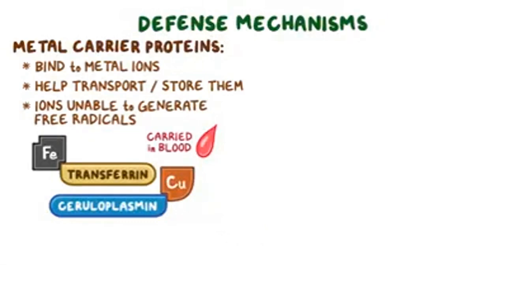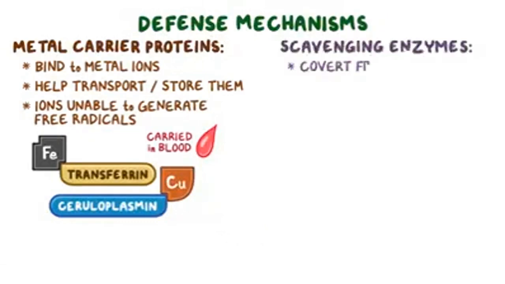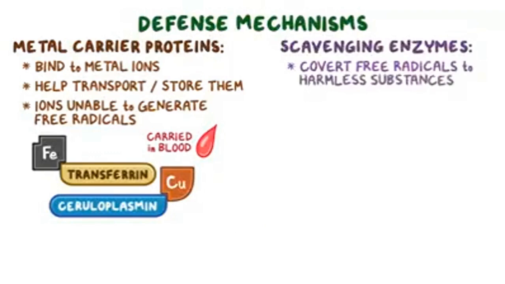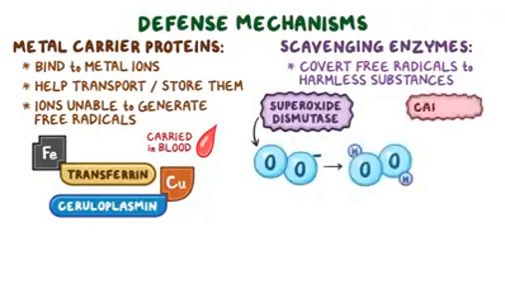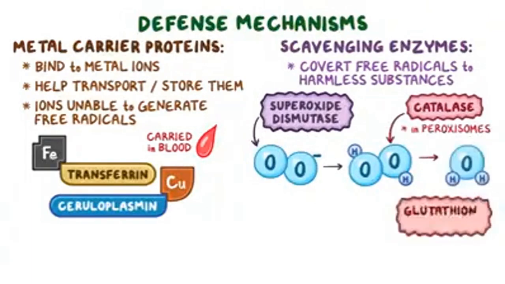And finally, there are also free radical scavenging enzymes, which convert the free radicals into harmless substances like water. Superoxide dismutase takes superoxide and converts it into hydrogen peroxide. Catalase converts hydrogen peroxide into water in peroxisomes, and glutathione peroxidase does the same in the cytoplasm.